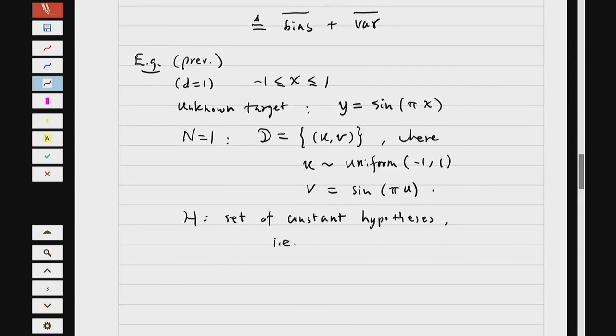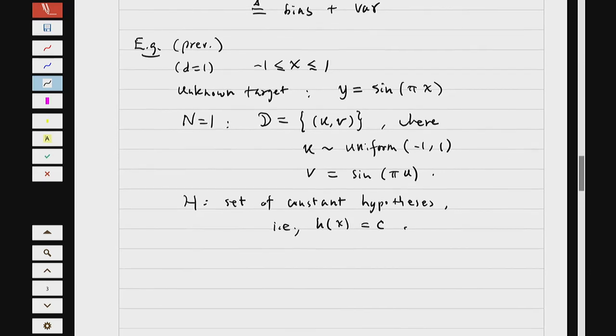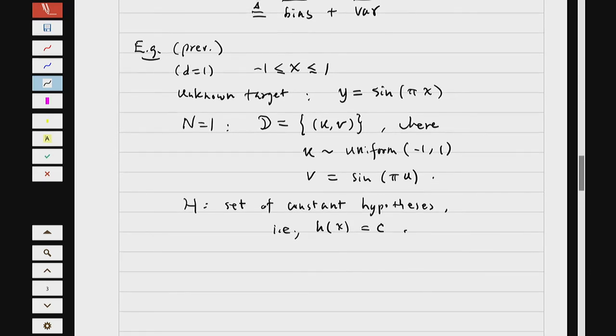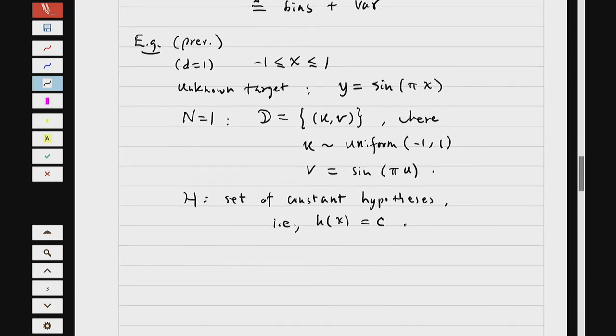In other words, every single one of these hypotheses is mapped to a constant C, no matter what x is. Is the setting clear? And last time we already said, in that case, what would be the final hypothesis for your learning algorithm? This learning algorithm is very simple, right?